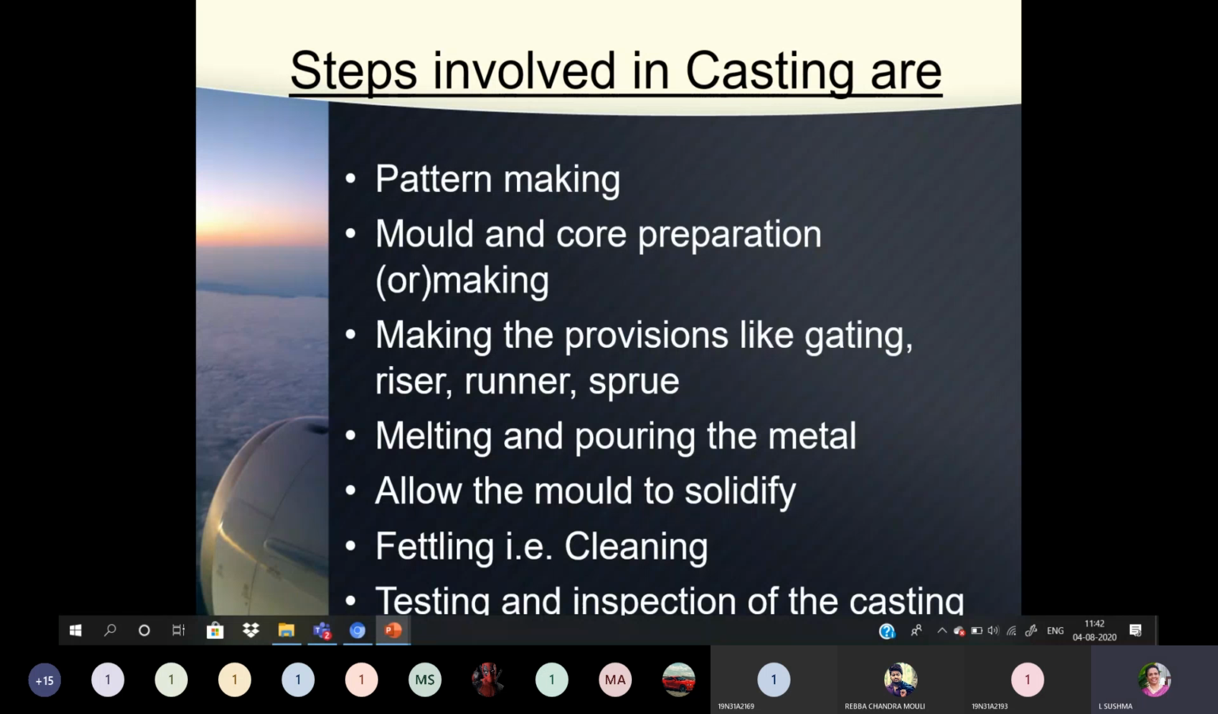Next one is testing and inspection. Last point is testing and inspection.